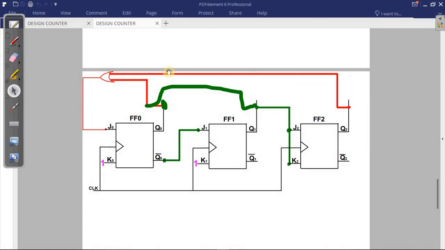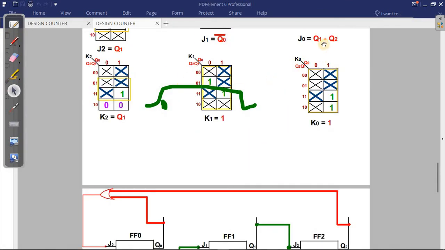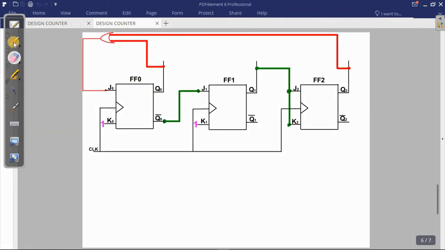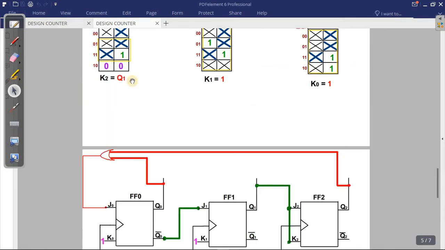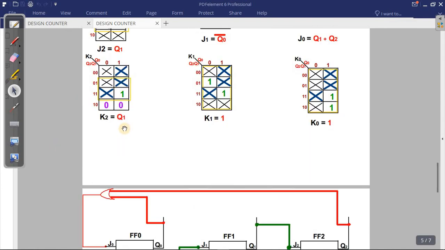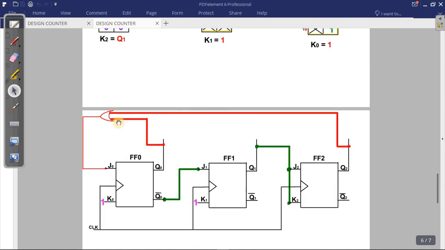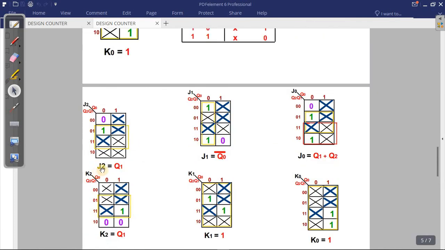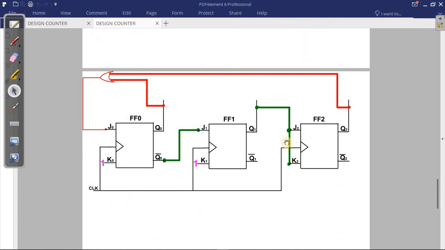Because the answer is Q1 plus Q2. So the answer is Q1 plus Q2. Like I was saying, you must remove this one here and connect it to Q1 here. For those answers that are equal to 1, like K1, which is equal to 1, you just put 1. K0 also is equal to 1, you just put 1. For K2, which is equal to Q1, you connect K2 to Q1 like this, because J2 also is equal to 1. That's why I connect both here like this, and it's equal to Q1.